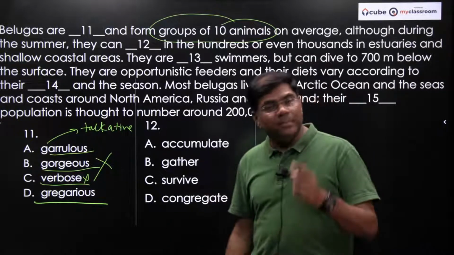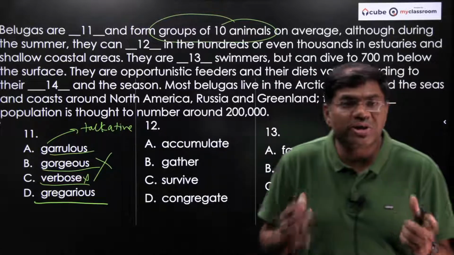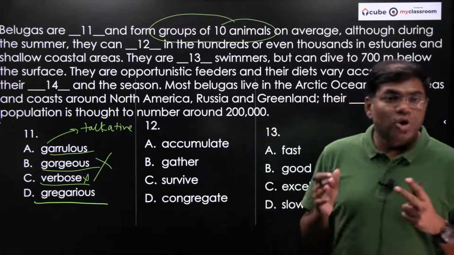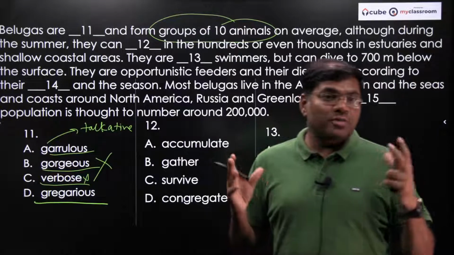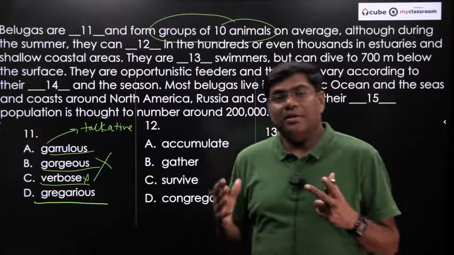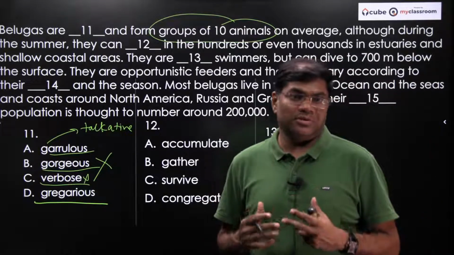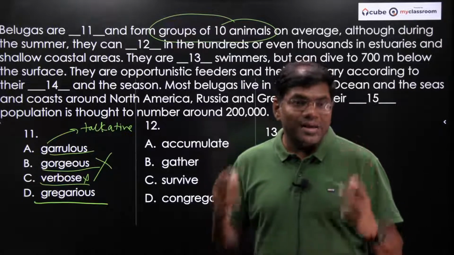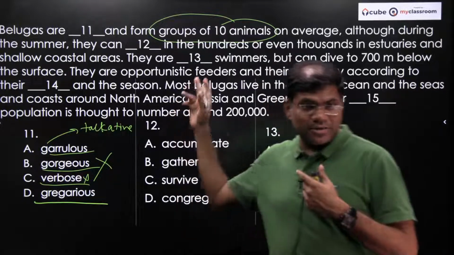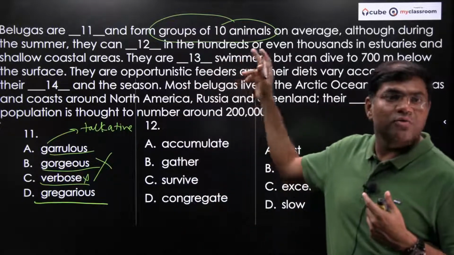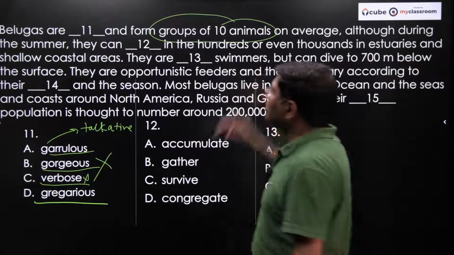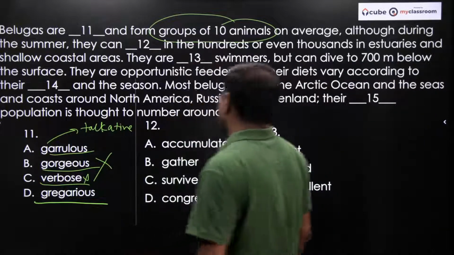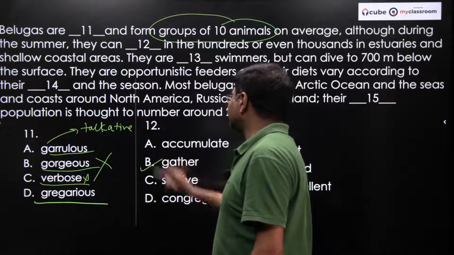Gregarious is used for people who like to socialize. So when you like to move in groups and you like to remain with people, you say gregarious, not garrulous, gregarious. So gregarious is the right word that describes the belugas because they move in groups of 10 on average. Although during the summer, they can dash in hundreds. So they can gather in hundreds.